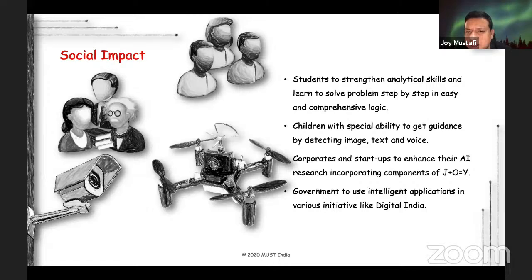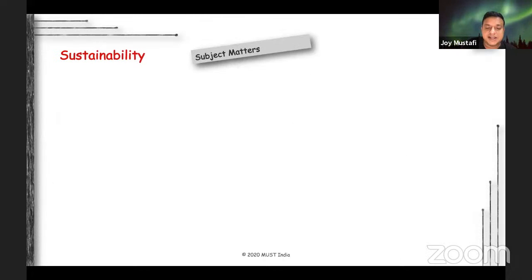And definitely, we are also working closely with multiple corporates and startups to enhance their AI research, incorporating math research. And we are collaborating with multiple governments, including the government of India and multiple state governments, to have these intelligent applications, just to align with the Digital India initiative.